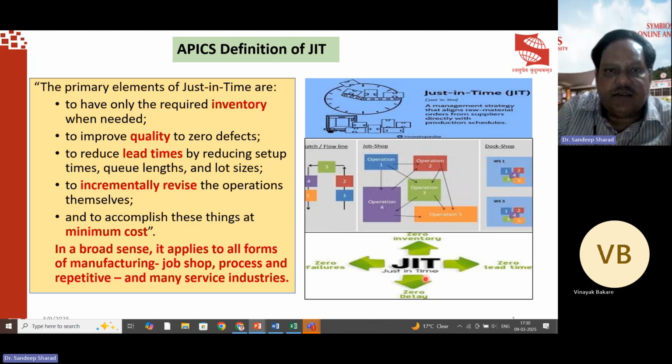We already discussed the APICS definition of JIT. I'm not going to repeat that, but just to understand JIT, this approach will come in the later slides: to improve quality to zero defects, to reduce the lead time by reducing the setup time, queue length and load size, and to incrementally revise the operations themselves.